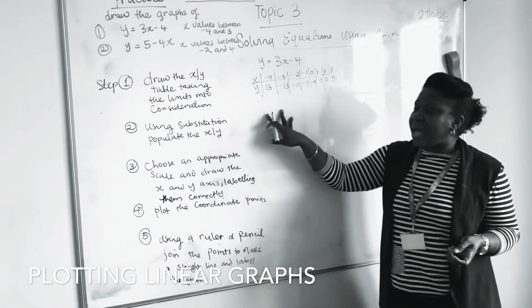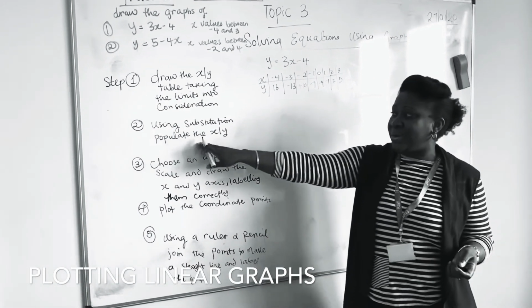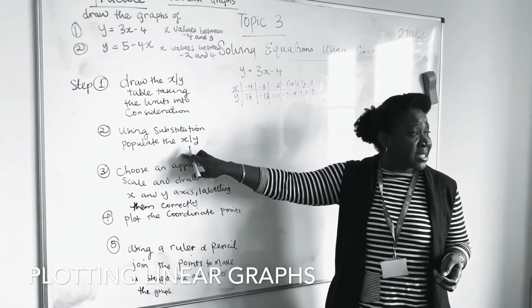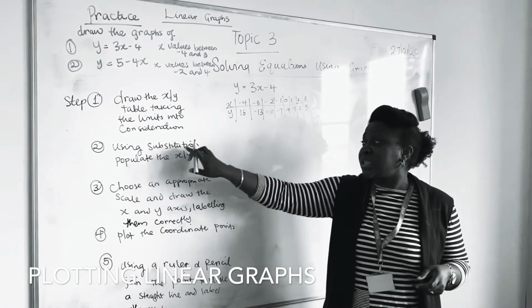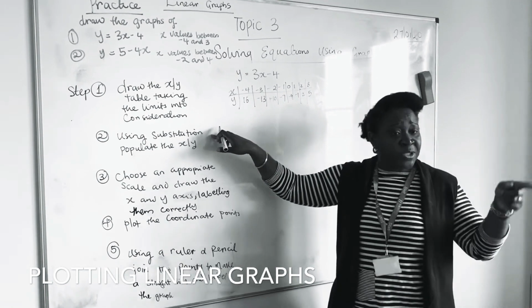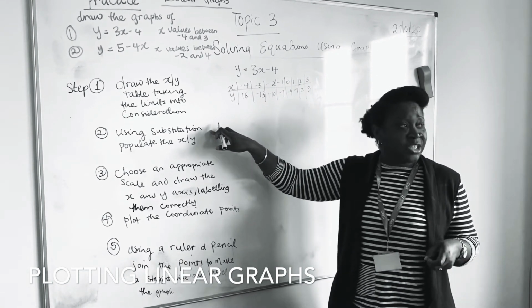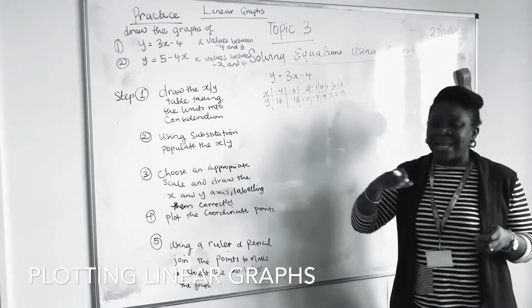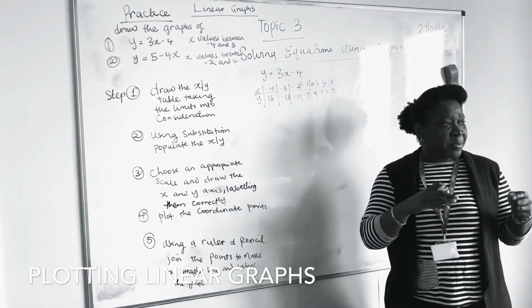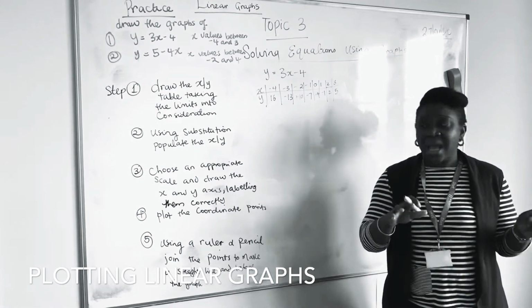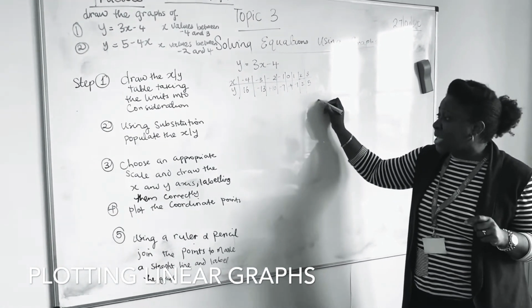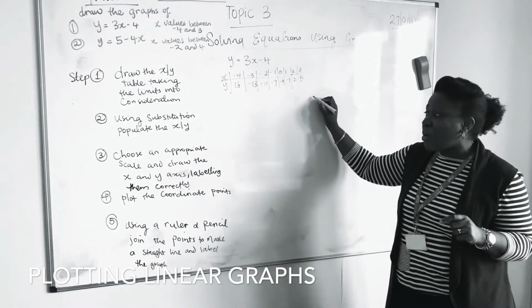The next step now, so we've done step 1 and 2 already. We've done using substitution to populate the xy table. If you do not know how to do substitution, you need to go back to the video in the Maths Junction website where I showed you how to do substitution. Now you need to choose an appropriate scale, and this is where people get it all confused. You need to pay attention to how you need to do this one now. You need to choose an appropriate scale and draw the XY axis.